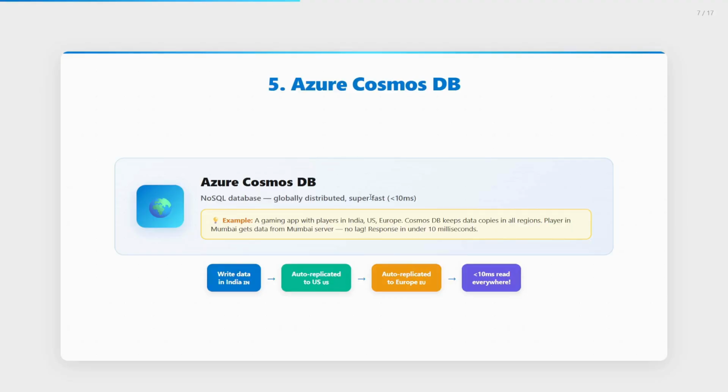So when to use that? Suppose you are working on any global application, gaming application, IoT, or some real-time application where speed and global access matter. At that time you can use Azure Cosmos DB.